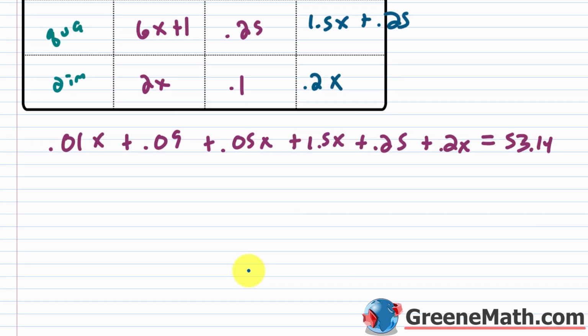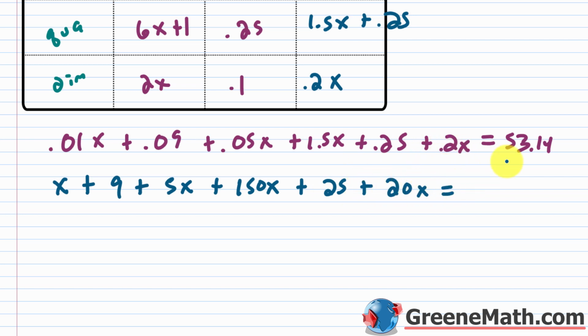All right, so you can always clear decimals if you want. Just multiply everything by 100. So this right here would go 2 places to the right. So this would be x and then plus 9, and then plus 5x, and then plus this would be 150x. And then plus 2 places to the right, this would be 25. And then plus 2 places to the right, this would be 20x. And this equals 2 places to the right here, this would be 5,314.